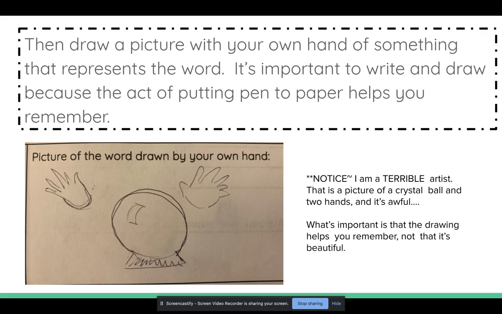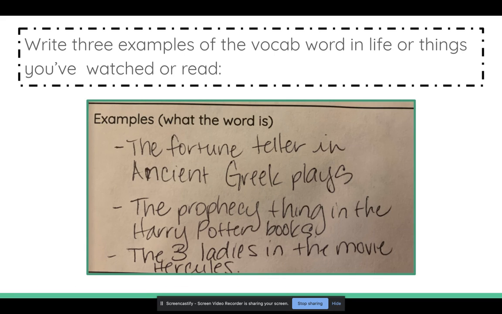It is not at all important to me that the drawing is beautiful or that I can even tell what it is. What's important to me is that you draw it so that you remember. All right, so then in the bottom left-hand box, you're going to write 3 examples of the vocabulary word from your life, for things that you've watched or read.